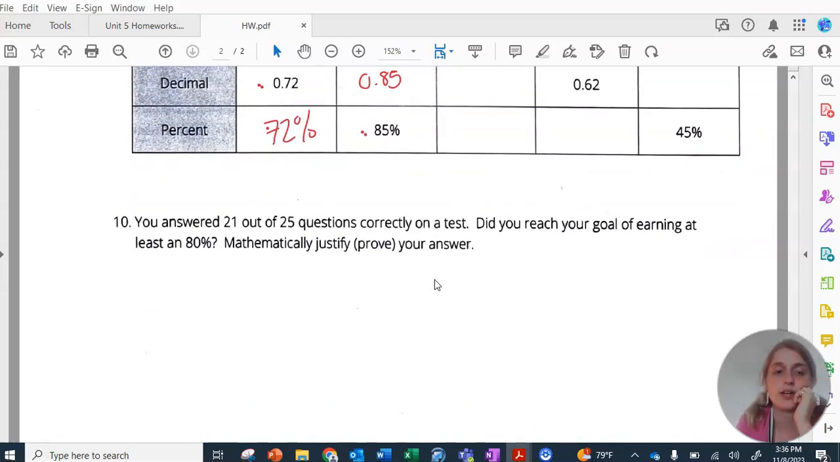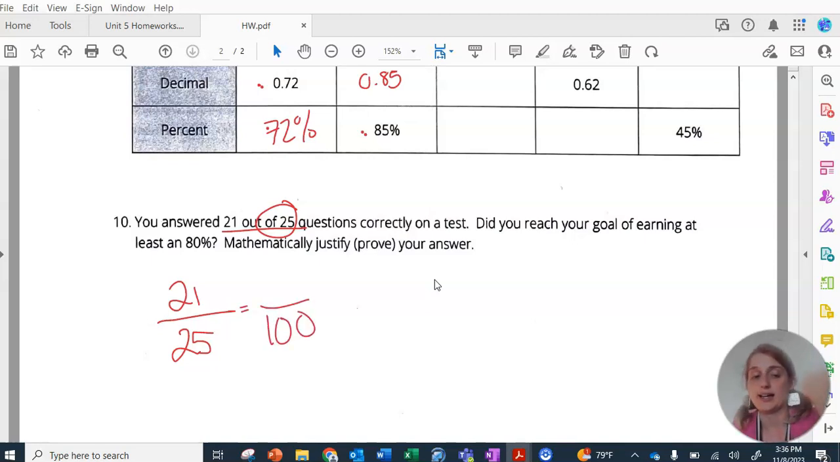Last one, you answered 21 out of 25. We talked today about how "of" is the word that goes with the whole. So 25 is for sure on the bottom. 21 is on the top. Did you make at least an 80%? Change this to a percentage and prove it.